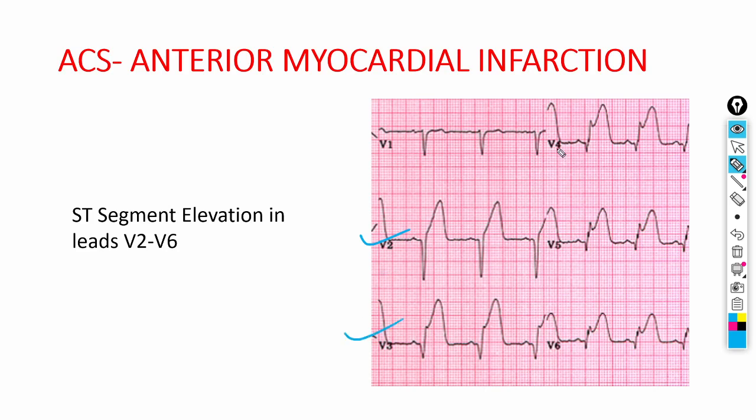It is most commonly due to LAD occlusion, left anterior descending artery. In this we can see that ST elevations are almost up to 7 to 8 mm in size. It is a very dangerous MI because there are very large, huge ST elevations, and the most likely artery which is occluded is LAD. We have to rush the patient to cath lab and open the LAD again.